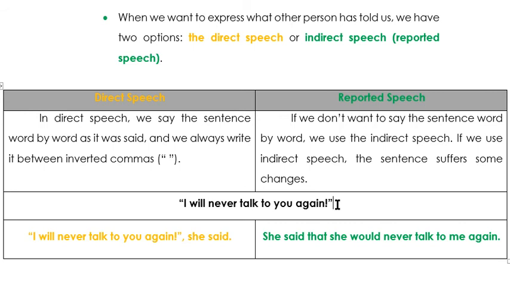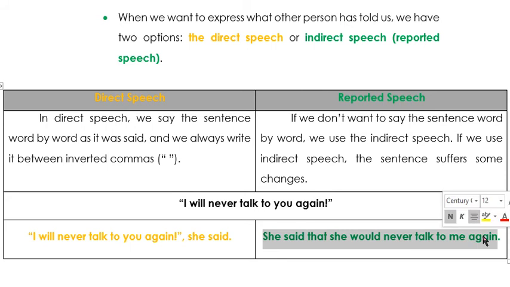Va a sufrir cambio de la persona, ¿sí? El I, por ejemplo, el tiempo verbal, ¿ok? Los pronombres, ¿ya? Bueno. Y así nosotros no decimos la oración palabra por palabra, sino que vamos a utilizar el indirect speech. ¿Ok? Bueno. I will never talk to you again. She said that, miren cómo empieza, She said that she would never talk to me again.